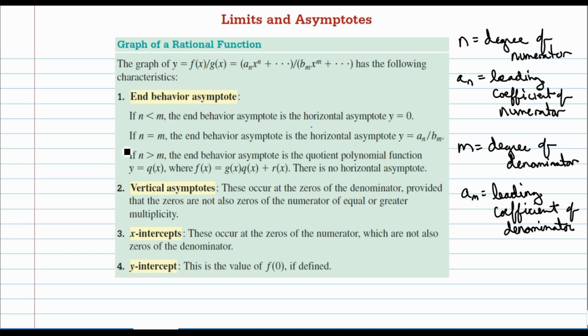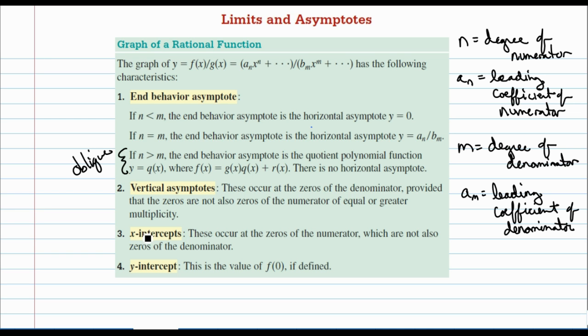We actually call this an oblique asymptote. An oblique asymptote would be found by doing synthetic division if you can, if not, long division. Number 2, vertical asymptotes. We already know what causes a vertical asymptote. It's an x value that makes the denominator 0 only.